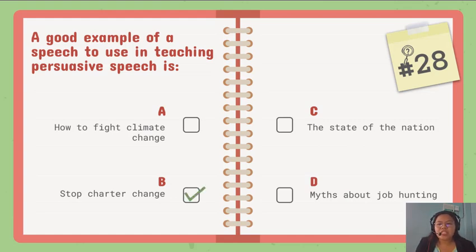B. A persuasive speech goes beyond informing the audience about a certain subject. It aims to reinforce or change the audience's beliefs. It works to make the listeners agree with the speaker and perhaps to act based on the speaker's recommendations. Thus, in this topic, the speaker asks the audience to stop charter change.